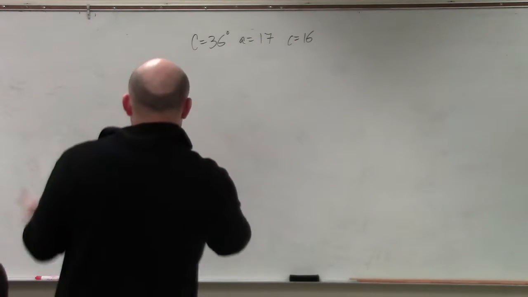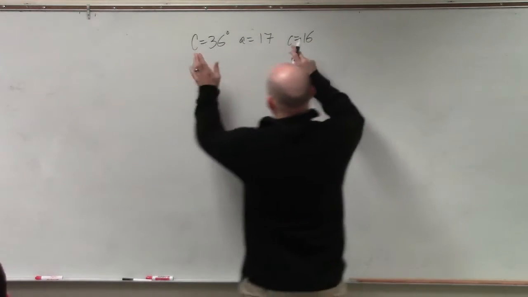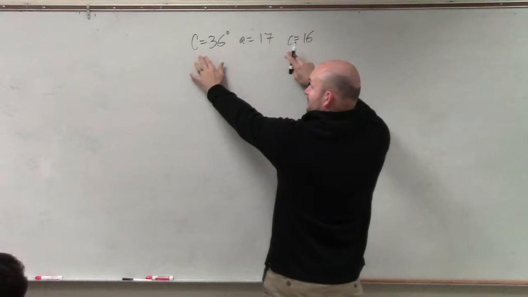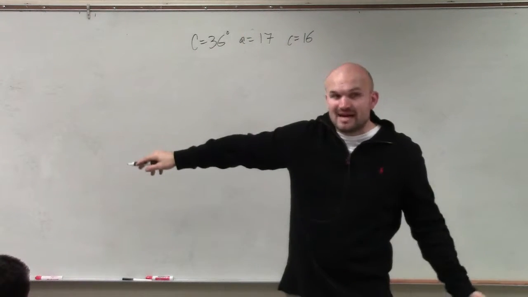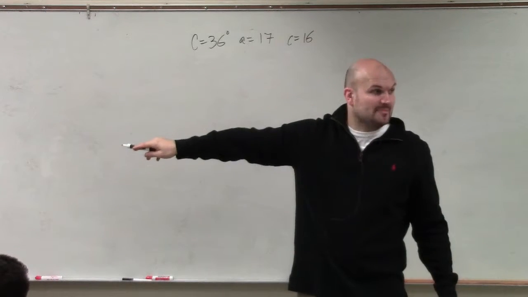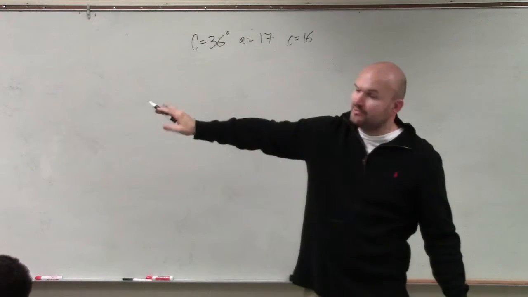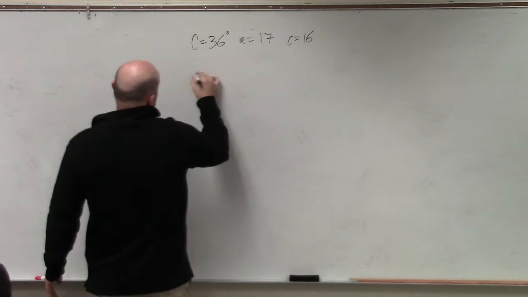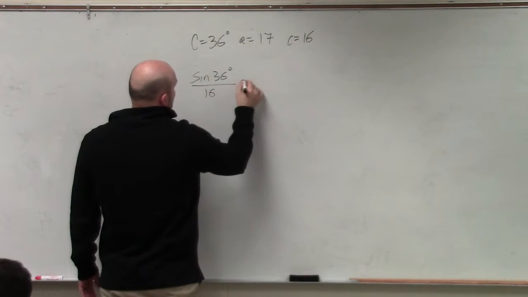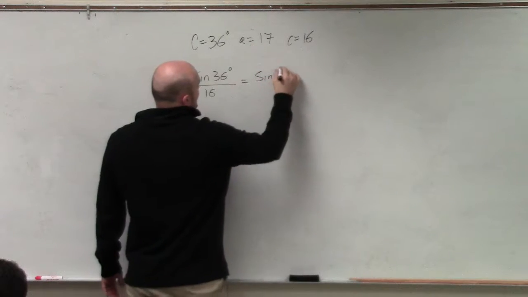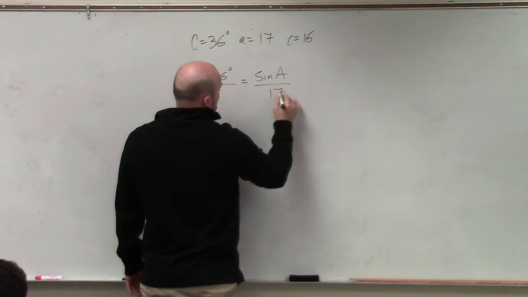So to do the law of sines, again, remember, we have to have a ratio. So we have to have a side length over its angle. Well, I have a C and a C, right? So that's what I'm going to want to use. And just remember, for the ambiguous case, I recommend having the angles on top. You could do it with the other ratio, but I would recommend having the angles on top. So you'd say sine of 36 degrees over 16 is equal to the sine of big A over little a, which is 17.